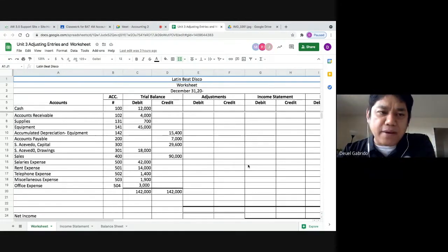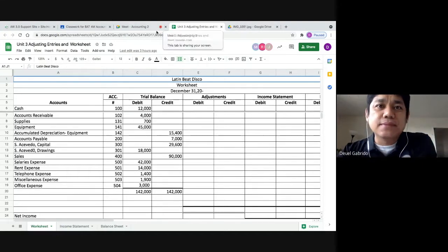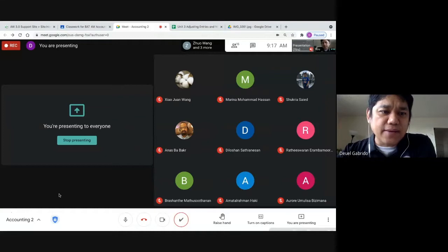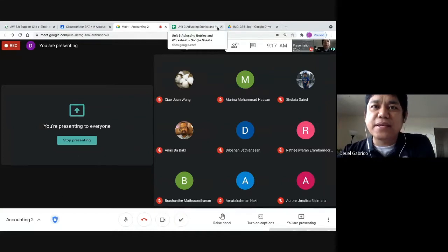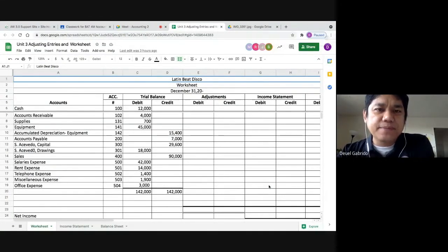And for those who have a background in accounting, who are new in my class, do you still remember the worksheet that we are doing? What can you see in the worksheet? Okay, can you guys speak? What do you see in the worksheet? I'm showing you a worksheet, by the way. Can you describe it? What do you see here?